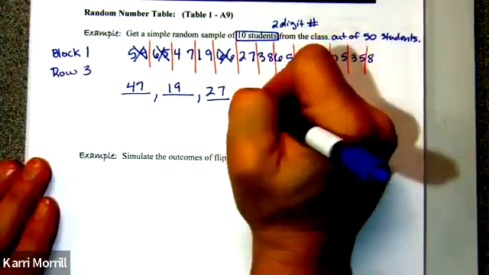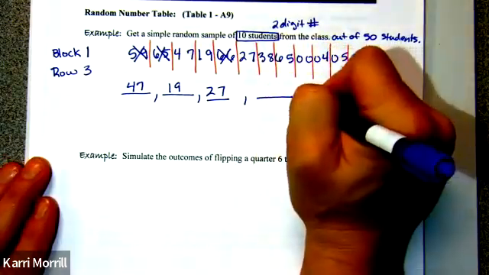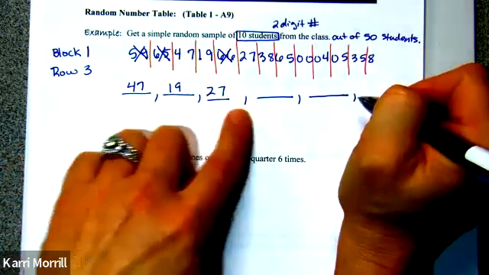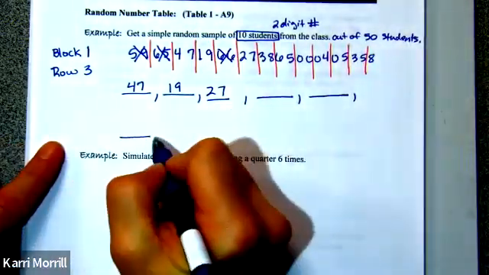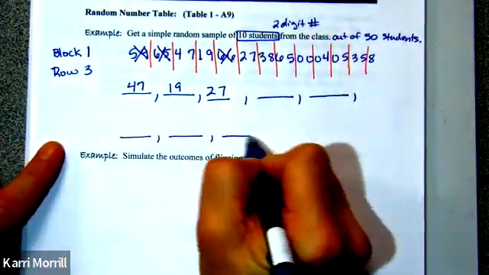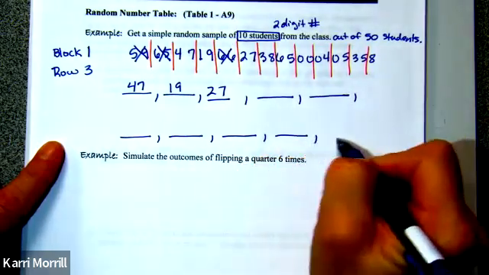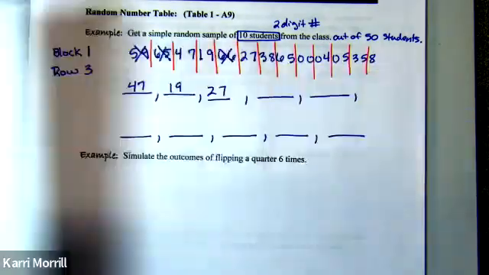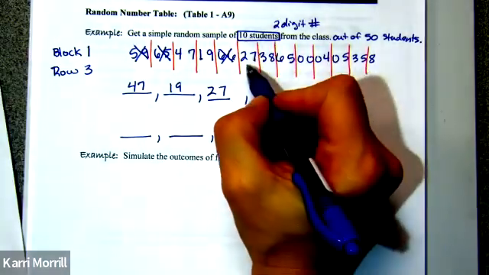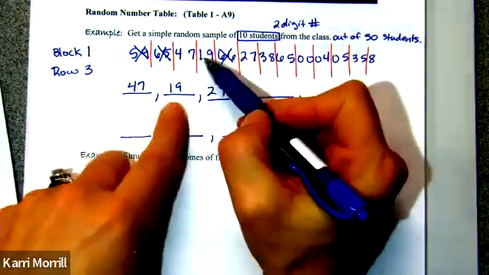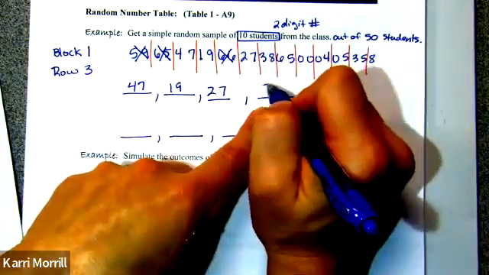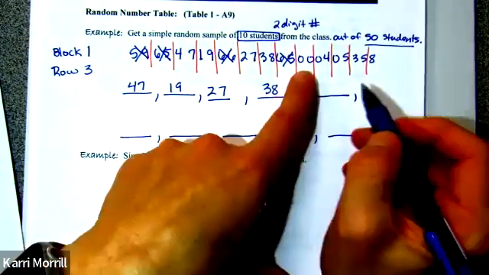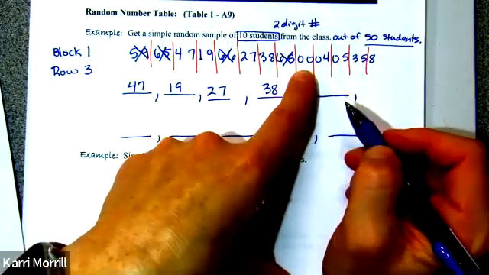So this would basically be like, if we were to go number them, maybe that would be a way to describe this. 1, 2, 3, 4, 5. Which students would get picked by their numbers. And this would be how you could find or get a sample, or the number of who will be sampled. So 47, 19, 27, we have 38. 65 is bigger than 50.